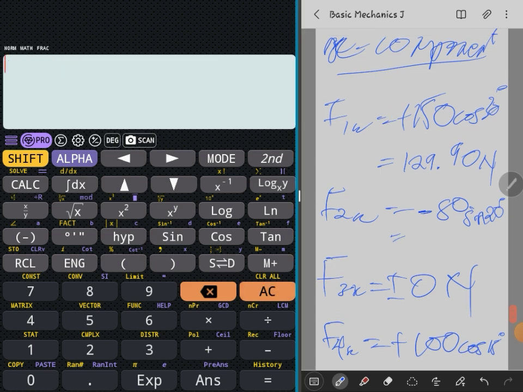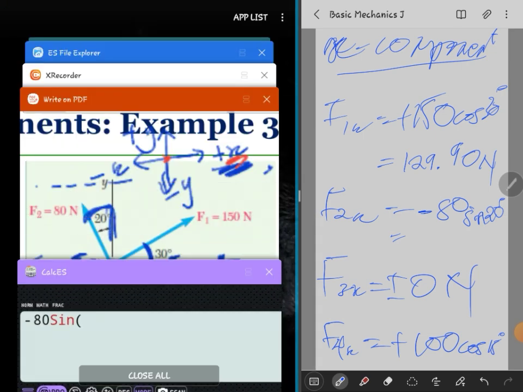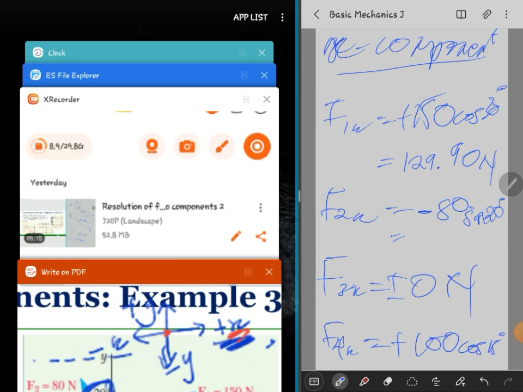And then what's the name? F2x. That's minus. The signs are very important, because if you change the sign, it's a whole new story. Okay. Yeah, is that 20? F2. Yeah, 20 degrees.